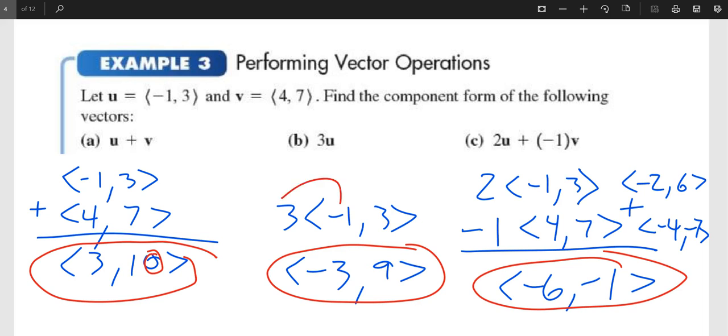Yep, you're just distributing. Well said, well said. Are there any of these that we need to go over? I'm pretty sure you're good with your distributive property and then adding your x's and adding your y's. Anything not making sense?